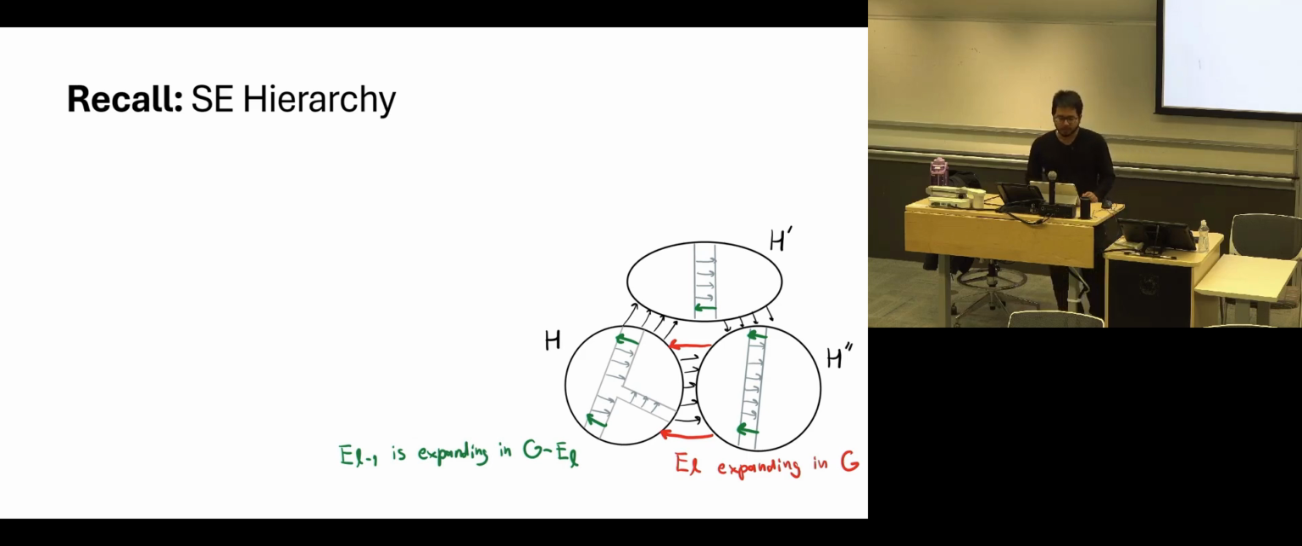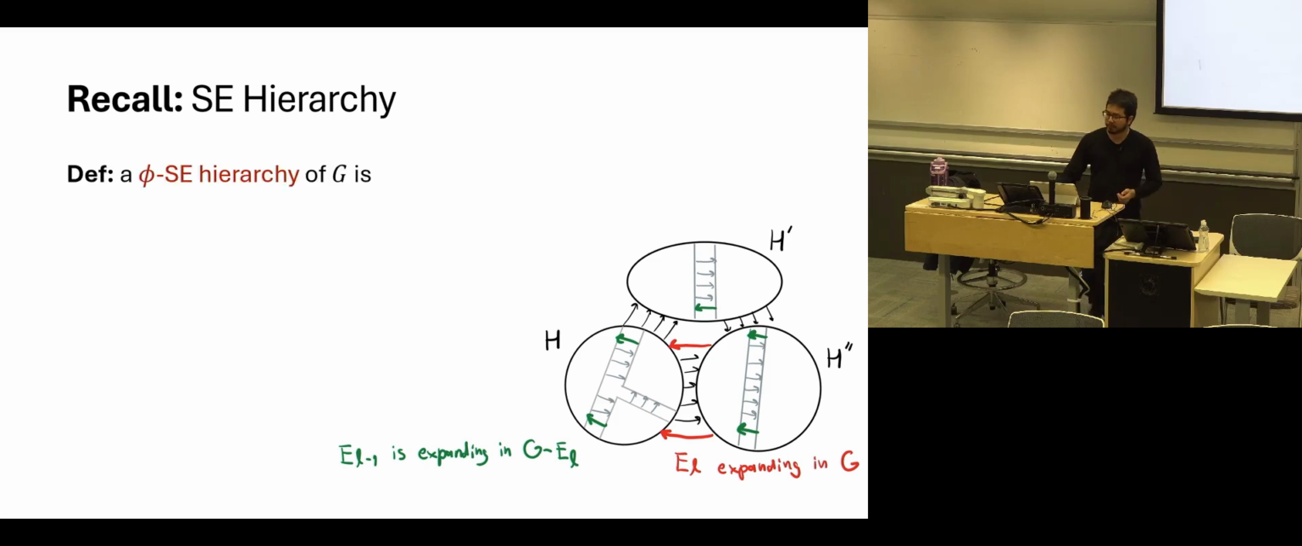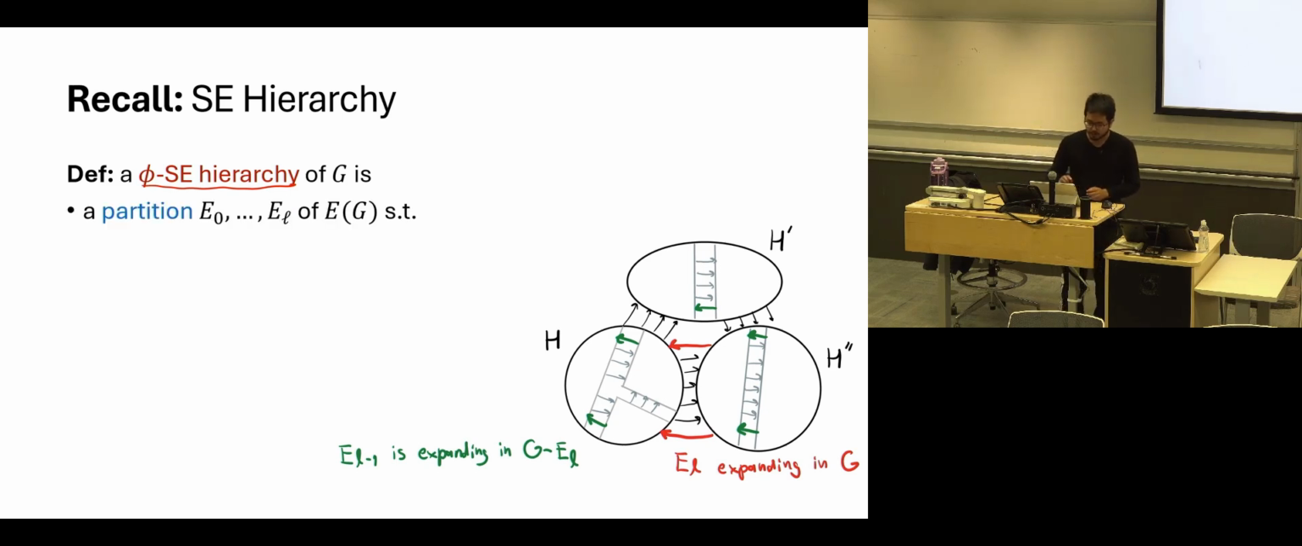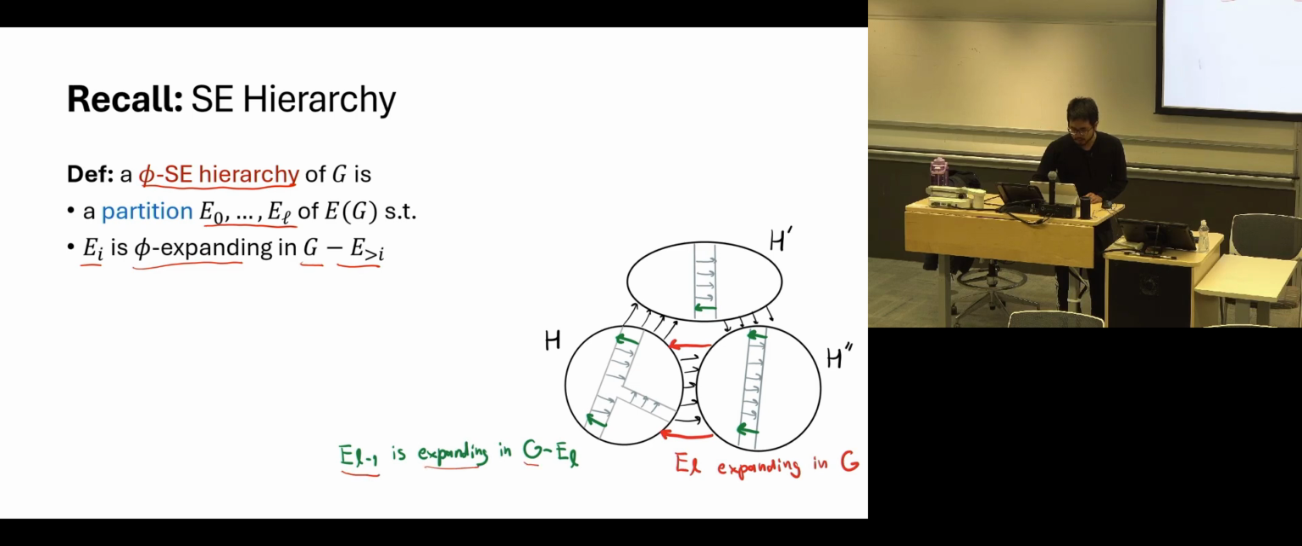So we can talk about leaky. We can try to define a leaky expander hierarchy as well. If I have an expander hierarchy, just to recall the old concept, it is just a partition of the H set, such that E_i is expanding in G minus all the edges from the levels above. For example, E_{l-1} would be expanding in G after removing the edges from the levels above, so when you subtract E_l.